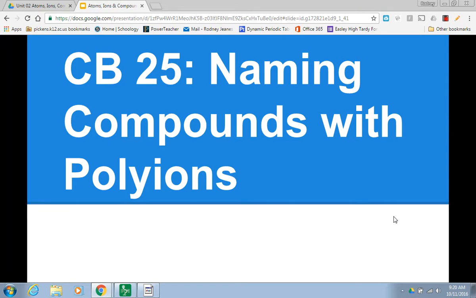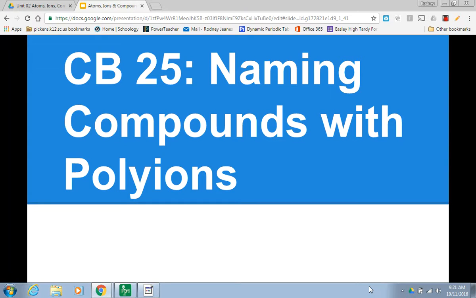So today what we're going to talk about is naming and writing compounds with what's known as polyions. And again, we've talked about this in previous videos. A polyion, or sometimes called a polyatomic ion, is a group of atoms that are joined together that has a charge. Now, in class, I'm going to give you a chart that's going to have a list of the polyatomic ions.